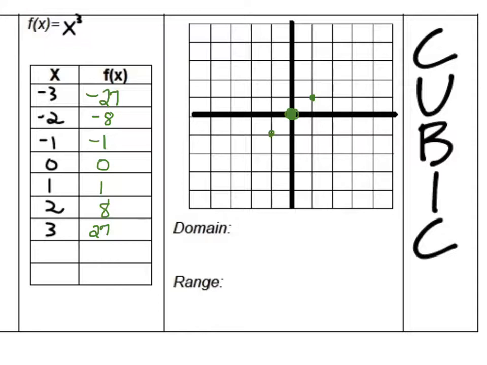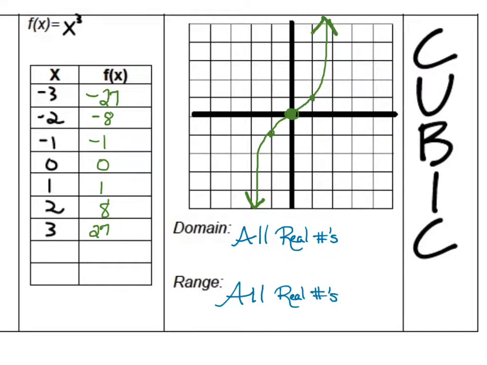But I need to make sure that at 2, it's going to go up to 8. So we're going to draw it just like that. You know, it looks a little bit like an S curve. The domain, again, there's no restrictions on what I choose for x. So I'm going to say, once again, it's all real numbers. And in like manner, there's no restrictions on the y value, or f of x. There's nothing that it can't be. You're going to see that it goes all the way up to high numbers, low numbers, and everything in between. So we would say that's all real numbers as well.